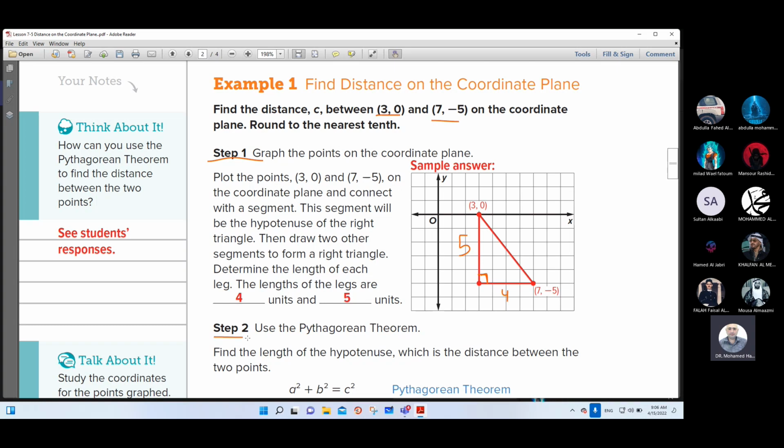The second step, use the Pythagorean theorem. Find the length of the hypotenuse, which is the distance between the 2 points. So I want all students to please try to find the hypotenuse. Use the Pythagorean theorem and find the hypotenuse. Represent here a and represent here b. Start, then tell me what your answer is.